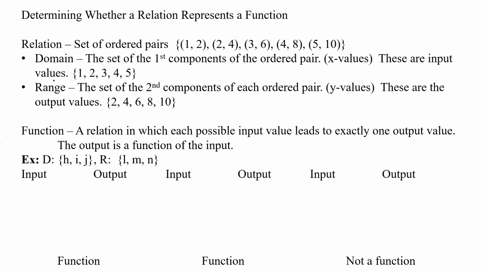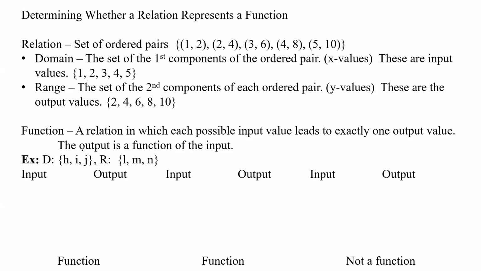Well, a domain, that's the set of the first component, or your x component, basically your x values. And these are going to be your input values. So looking at this set of ordered pairs, our x values are 1, 2, 3, 4, and 5. Then our range, that's the second set of components in each ordered pair, which is basically our y values. And so the y values, the range is basically going to be 2, 4, 6, 8, and 10. And so, we say it's the set 1, 2, 3, 4, 5 for the domain, and the set 2, 4, 6, 8, 10 for the range.